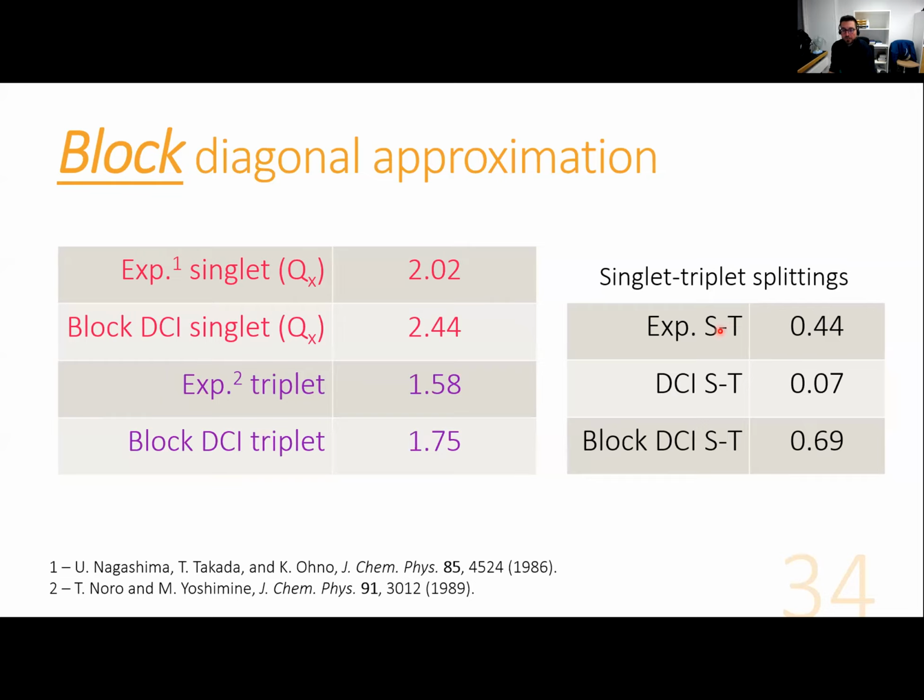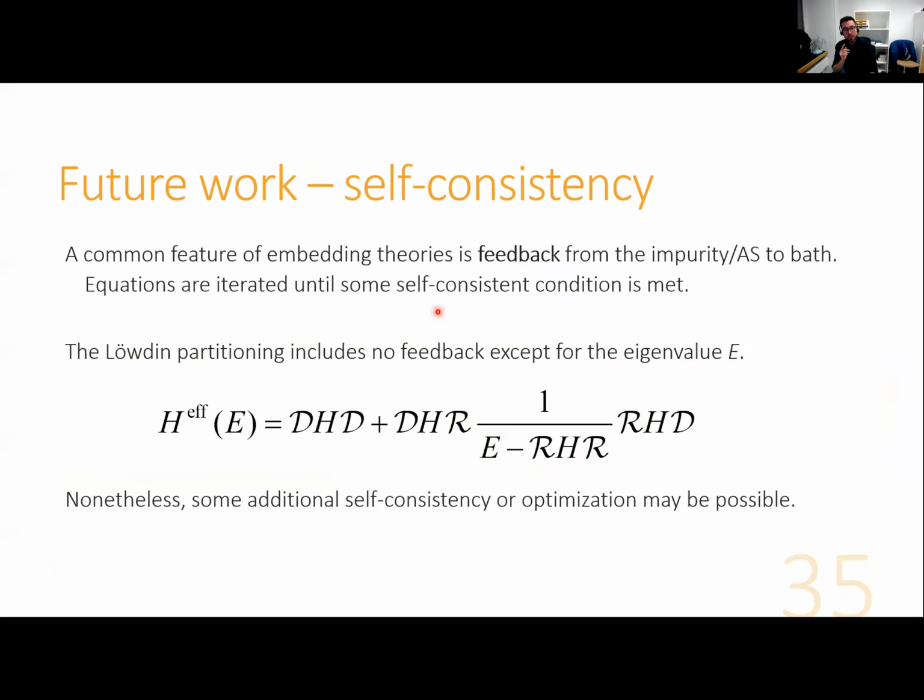On the right side, I've summarized the results in a table. So before, the singlet triplet gap with DCI was 0.07, and now it is 0.69, which is much more physical. That's a number that you would at least expect. Experimentally, it's measured at 0.44. So it's improved. However, the singlet excitations now are not in as good of agreement as before. So now we're working on some theoretical extensions to hopefully improve this.